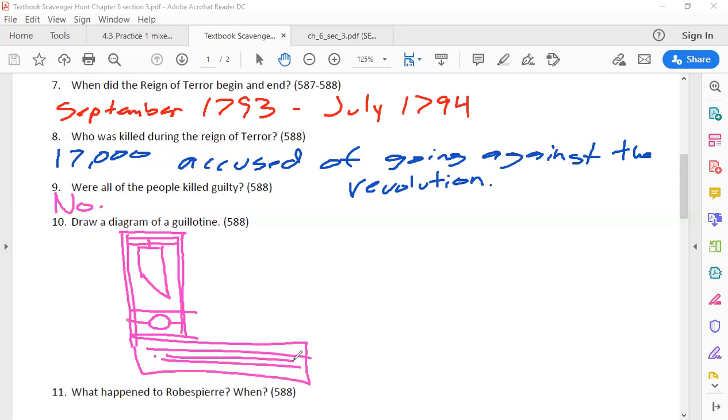This blade falls down. It was thought that this was a less cruel way of killing people. It was thought that it was more instant and less violent somehow. All right, I'm going to clear these notes. I just made this beautiful drawing, and now I'm moving down to question number 11.